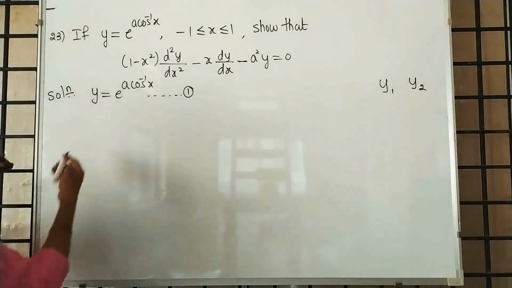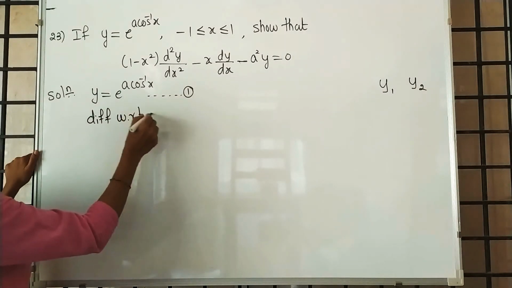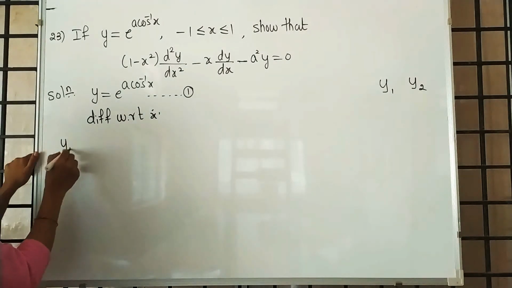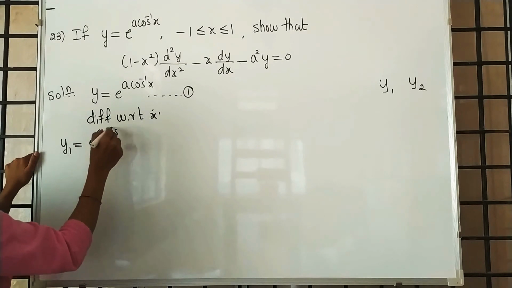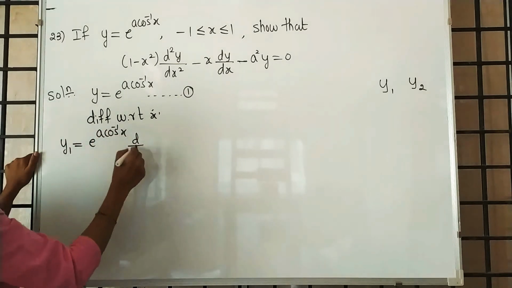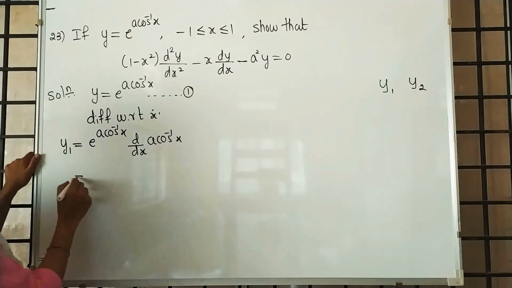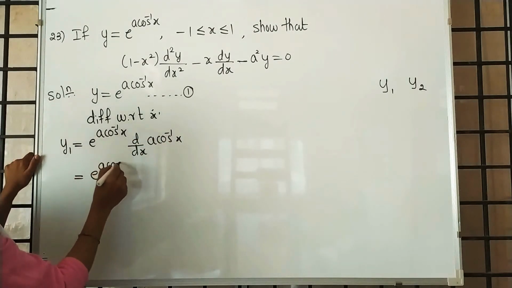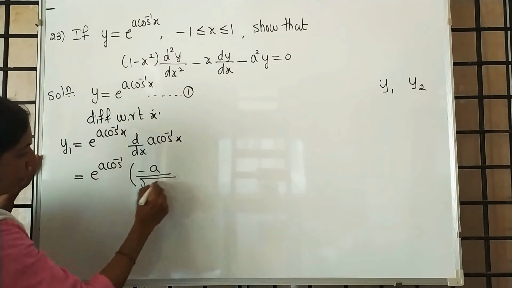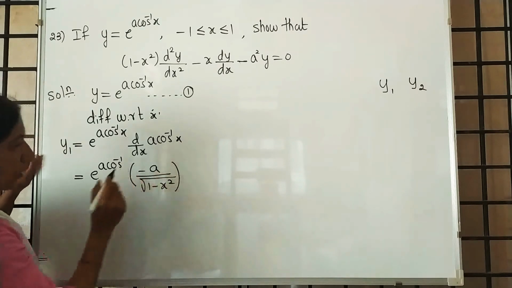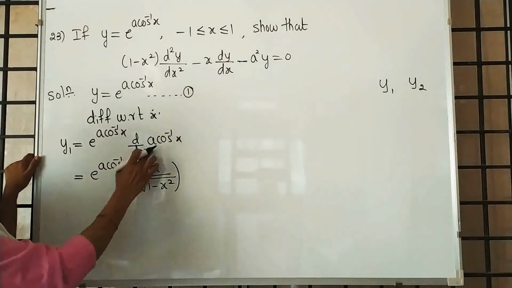Now differentiating with respect to x. Differentiation of y is y1. E raised to a cos inverse x is e raised to a cos inverse x into differentiation of a cos inverse x. It is e raised to a cos inverse x in the bracket, it is minus a upon root of 1 minus x square, because differentiation of cos inverse x is minus 1 upon root of 1 minus x square, and a is a constant.